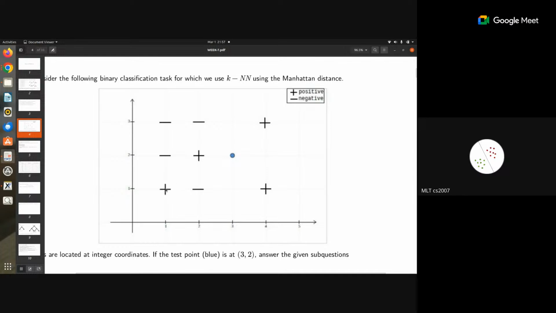What about this? The distance increases, it's 2 plus 1, 3. Similarly, the distance is 3. So for this point, the distance is 3. For this, the distance is 2. For this, the distance is 3. For this, it is 2. Here it is 1. Here it is 2. Here it is 2. And here it is 2.